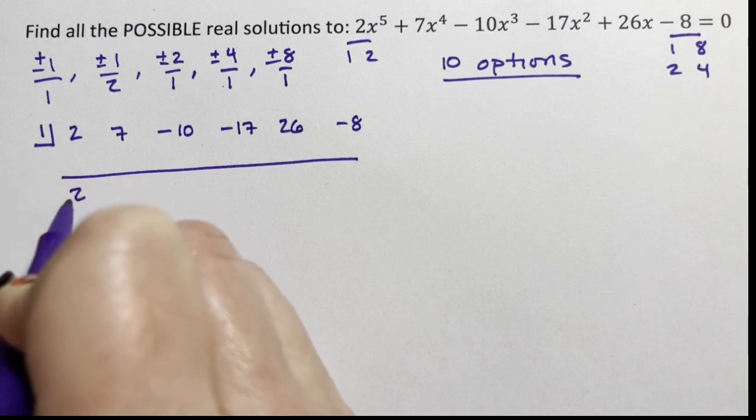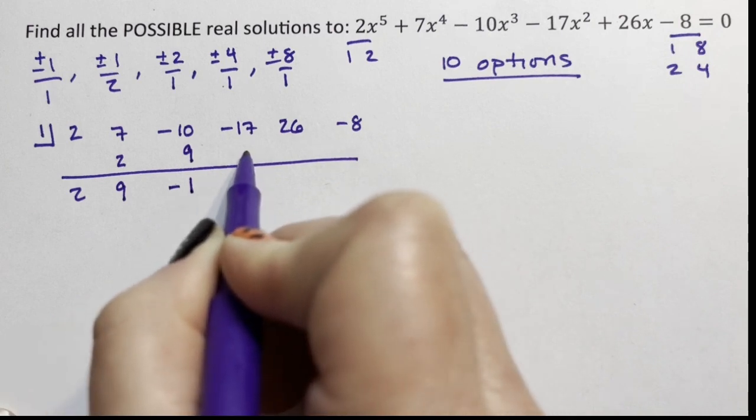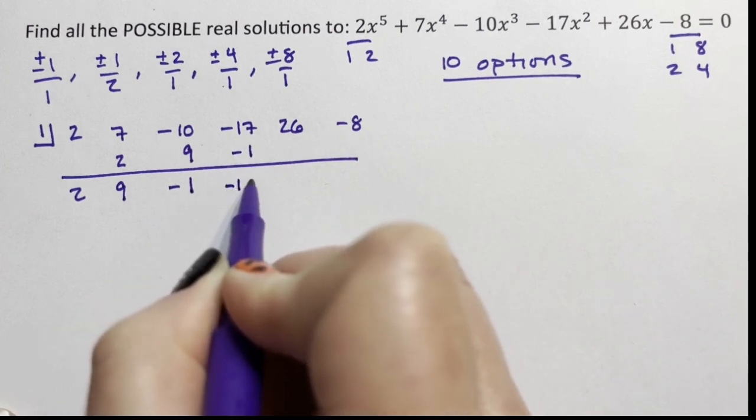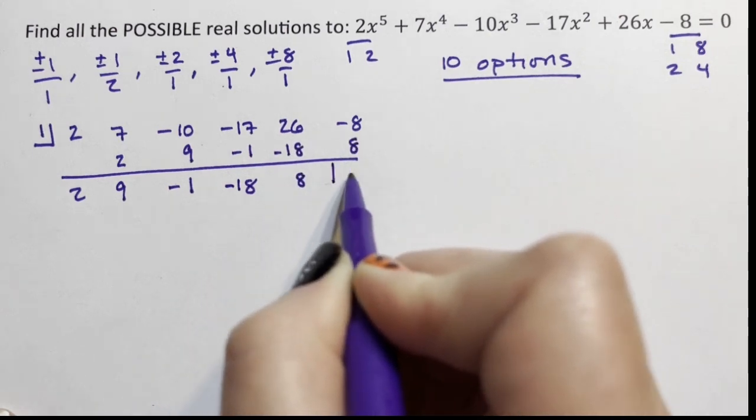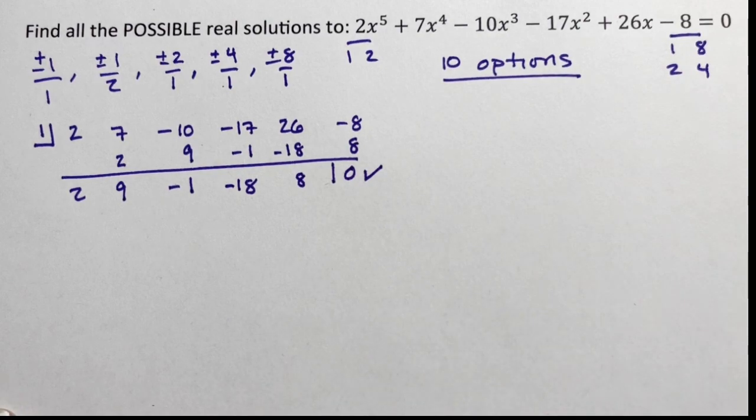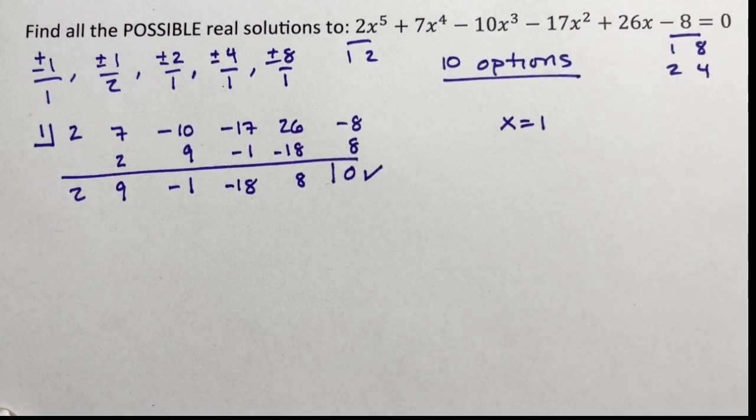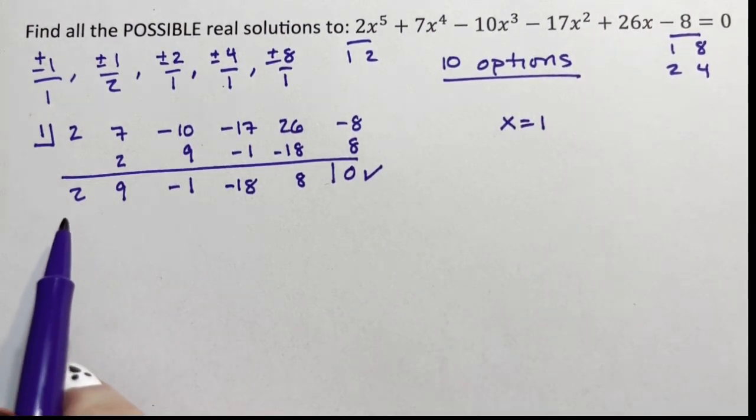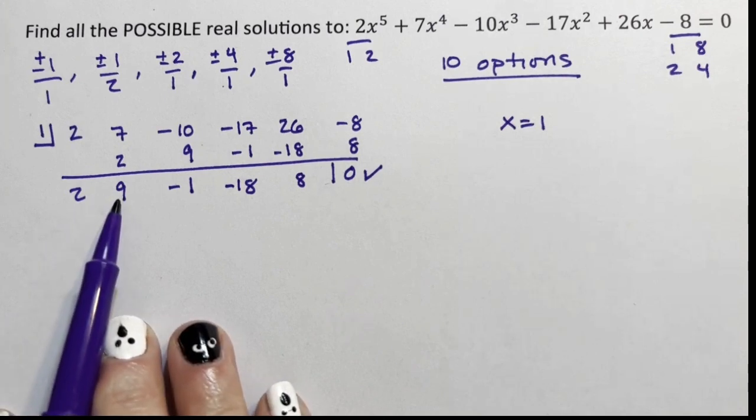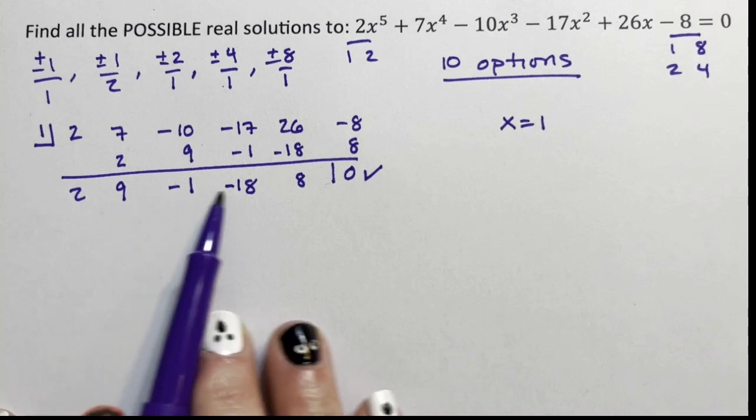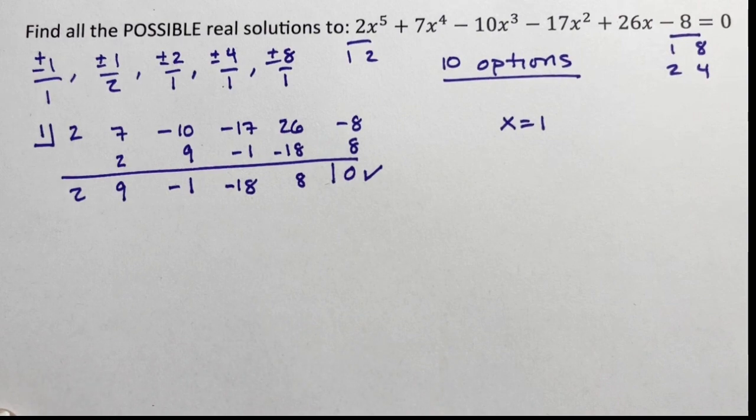Add down, multiply up. Add down, multiply up, add down, multiply up, add down, multiply up, add down. We have a 0. So we'll collect these over here. X equaling 1 is a 0. And our resultant polynomial is 2x to the 4th plus 9x cubed minus x squared minus 18x plus 8. So that was one of them.